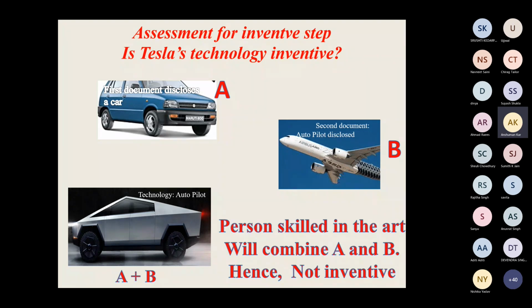So this should always be a question: if a person who deals in cars, why would he refer to something which is related to aeroplanes? Fine. A person skilled in the art will combine A and B, hence not inventive, because both of them are related to the same field, transportation. So obviously a person can do so. So that's why we are saying that it is not inventive.